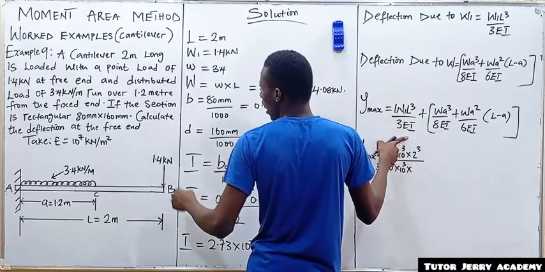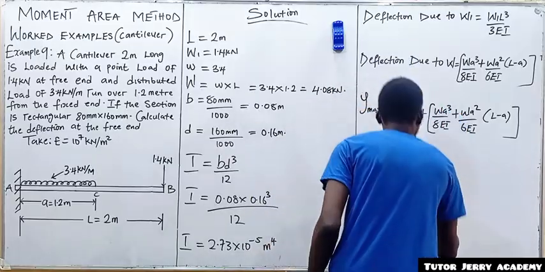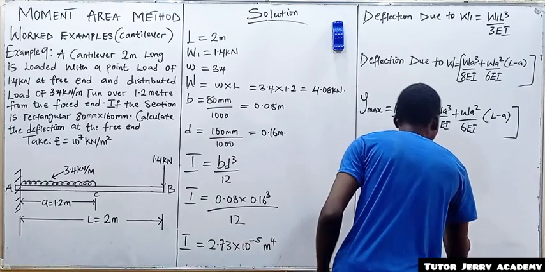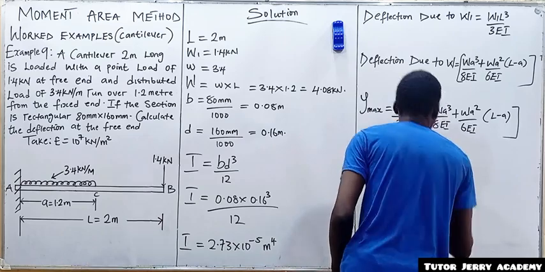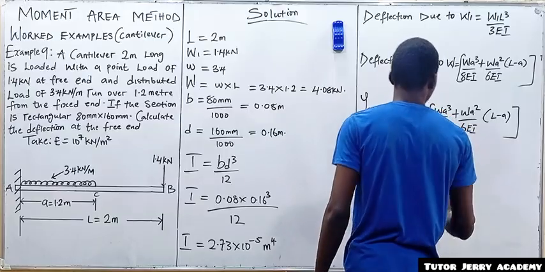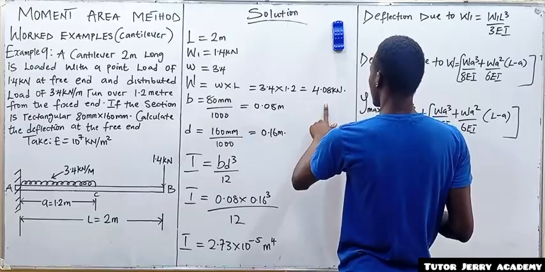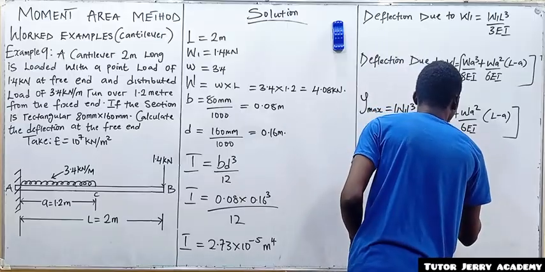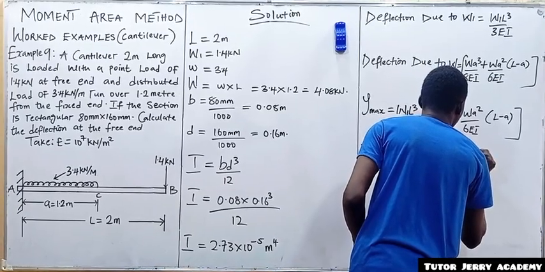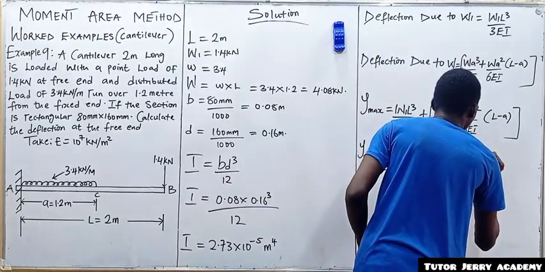I. I is, we calculated I to be 2.73 times 10 to the power of minus 5. All right, this will be plus, we have the bracket of W. Now W is nothing but what? 4.08. We have 4.08 times 10 to the power of 3 multiplied by A. Our A is 1.2. We have 1.2.